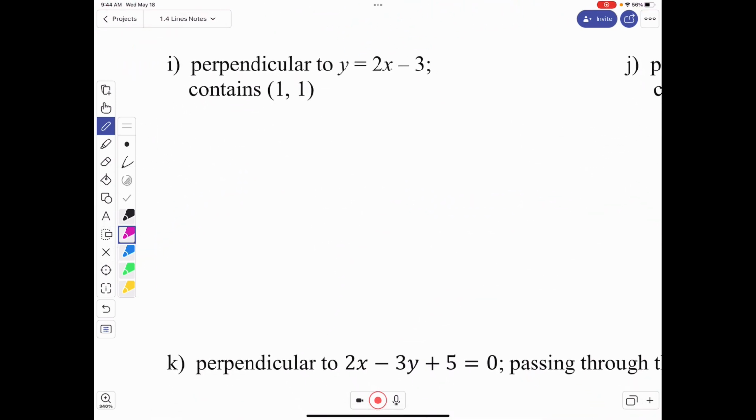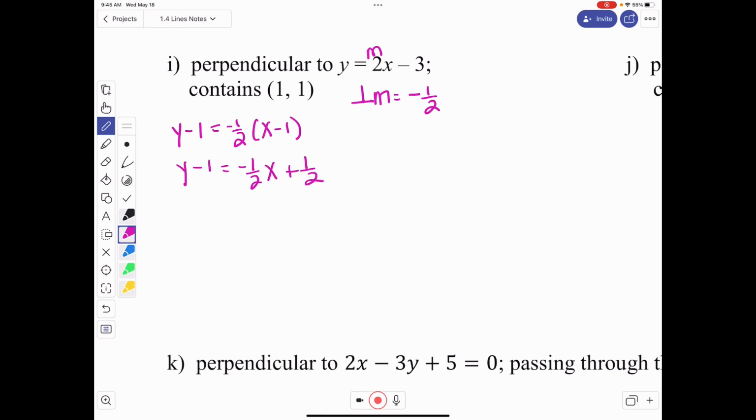All right, so now if it's perpendicular, this is my slope. So my slope is 2. My perpendicular slope is the negative reciprocal. So that will be negative 1/2. So if I have y minus 1 equals negative 1/2 times x minus 1. If I distribute my 1/2, I'll get negative 1/2 x plus 1/2, because negative 1/2 times negative 1 is going to be a positive 1/2.